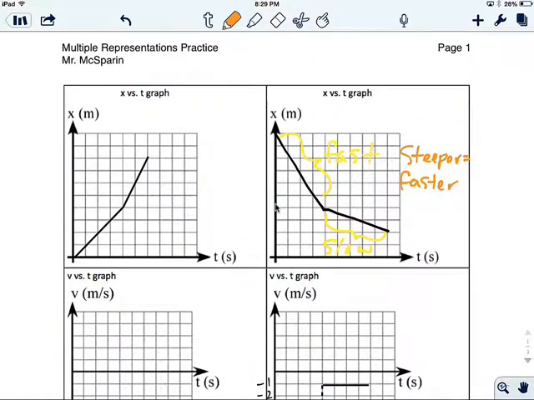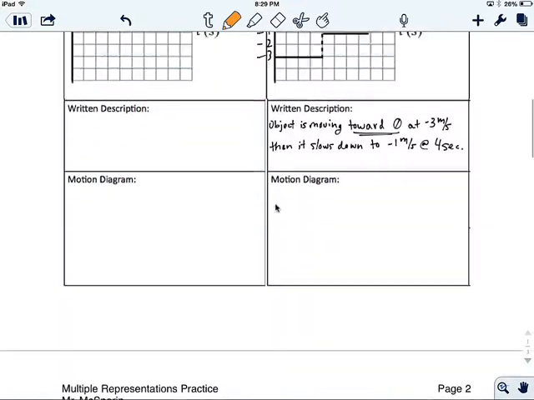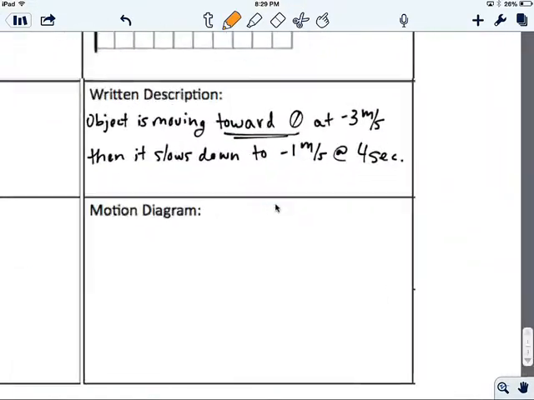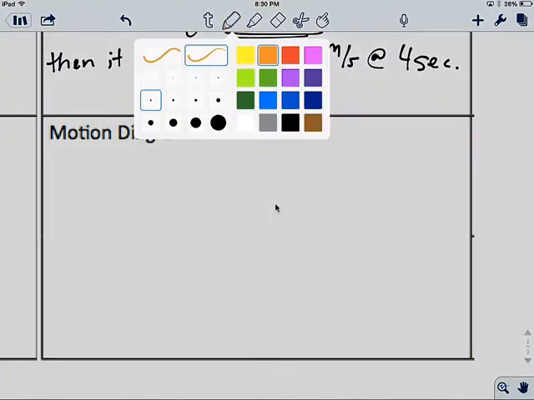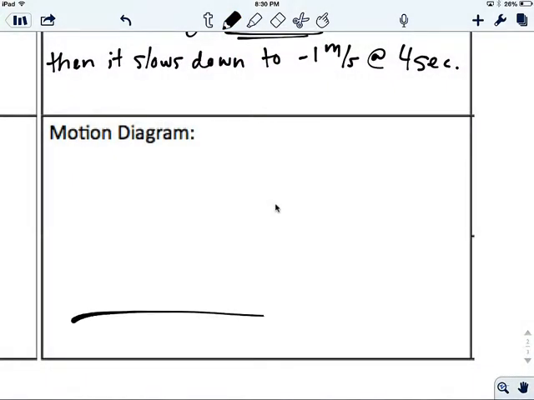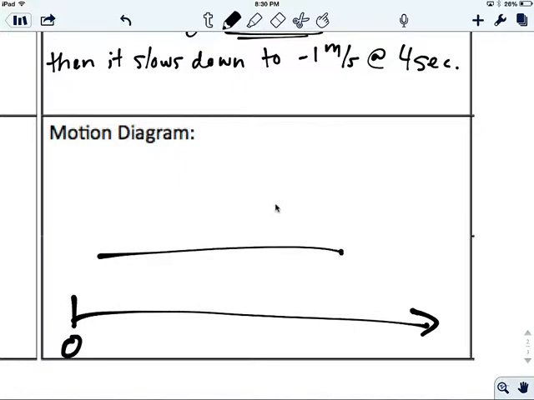So we got two. We got our written description. We got x versus t. Let's just draw our motion diagram. Now, let's remember that every good motion diagram starts off with an axis. The axis has to have a zero. Now, our other motion diagram had arrows going that way. But that was when the motion was moving away from zero. Now the motion is moving towards zero, so our arrows need to go from left to right.